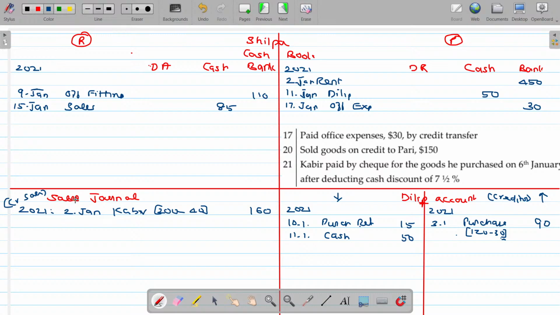Credit Pari. So it should be in sales, because it's a credit sale. Credit sales should be posted only in the sales journal. So here, 20th Jan, goods sold to Pari, the value being 150.